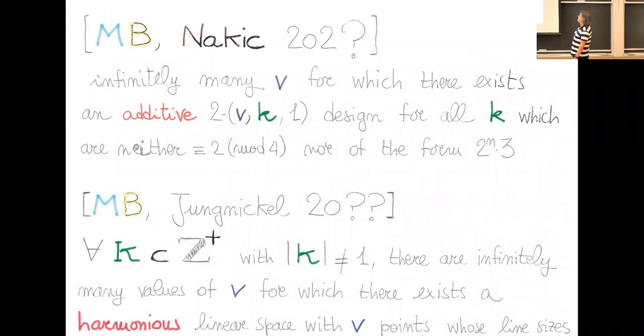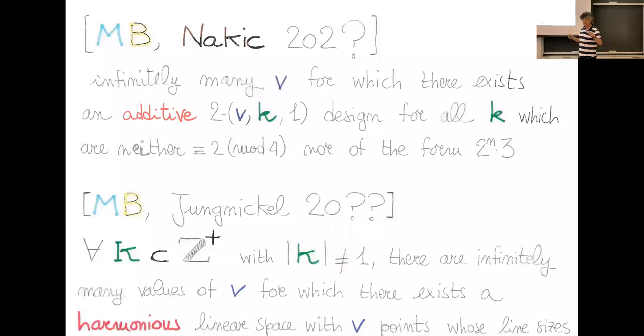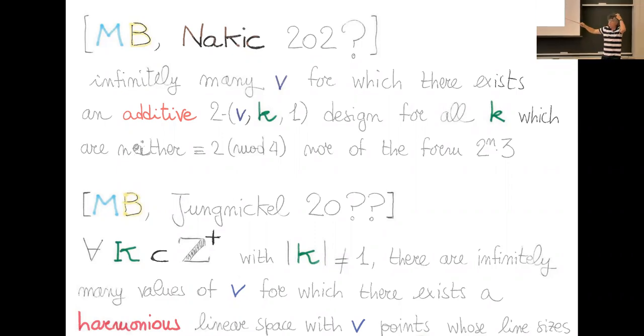With Anamari Nakić, with strong difference families, we found infinitely many v for which there exist additive 2-(v, k, 1) designs for almost all k, except those congruent to 2 modulo 4 or those of this form. Additive means that the point set is a group G, and the sum of all elements in each block is zero, but it is not explicit at all.